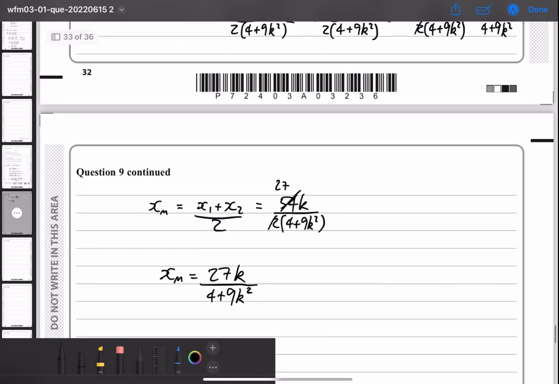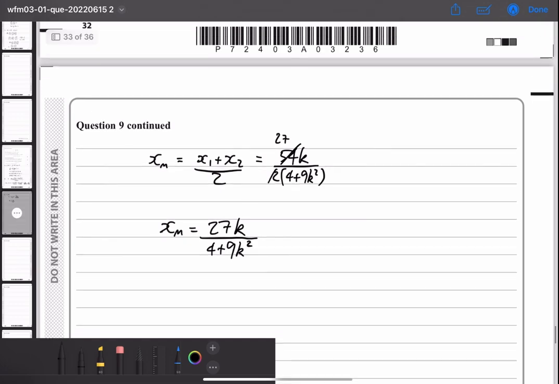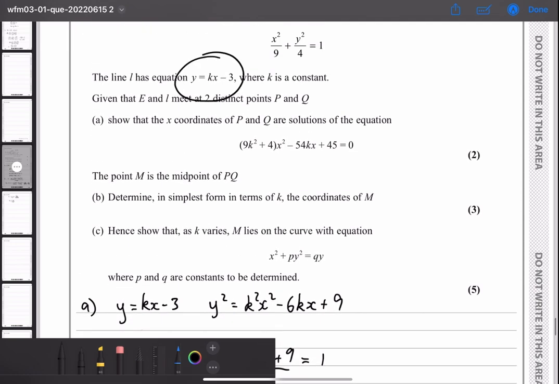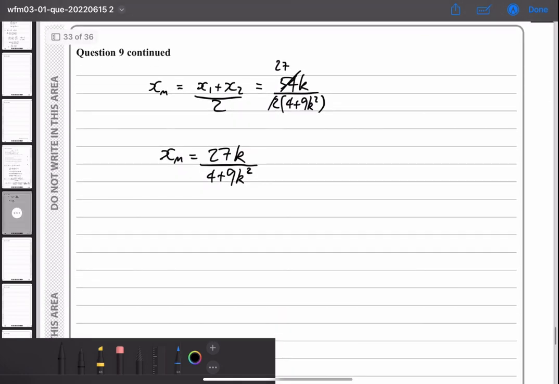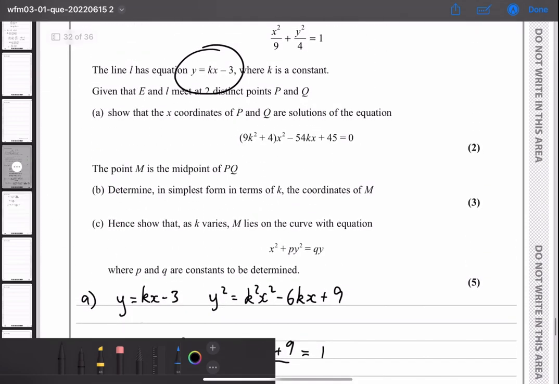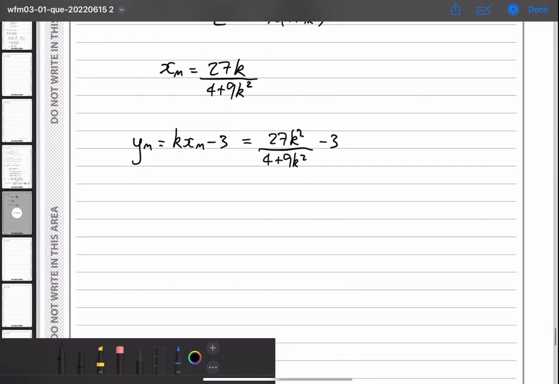They cancel out. We didn't need to worry about doing it for the y-coordinate, because now we've got the x-coordinate of the midpoint. We can go straight away using this equation here to find the y-coordinate of the midpoint. So we've got kx minus 3. So we've got 27k squared over 4 plus 9k squared minus 3. And it says in simplest form, so I guess I should combine this into a single fraction.